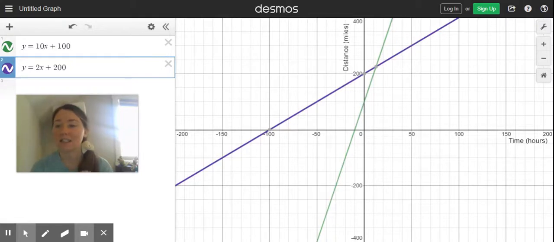The last thing you want to do before taking your screenshot is click on this point of intersection. When you click on that point, it's going to darken so that it's really clear. That way, when you take your screenshot of the graph and upload it, we're going to have a clear view of that point of intersection, which we know is the solution to our system of equations.